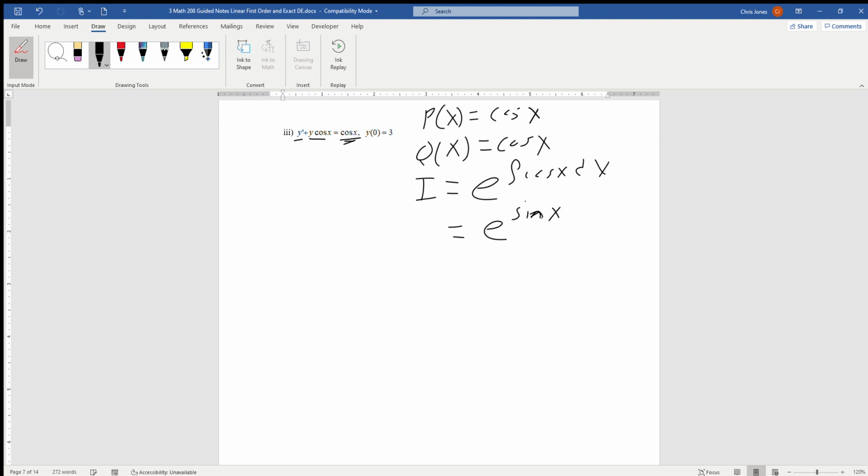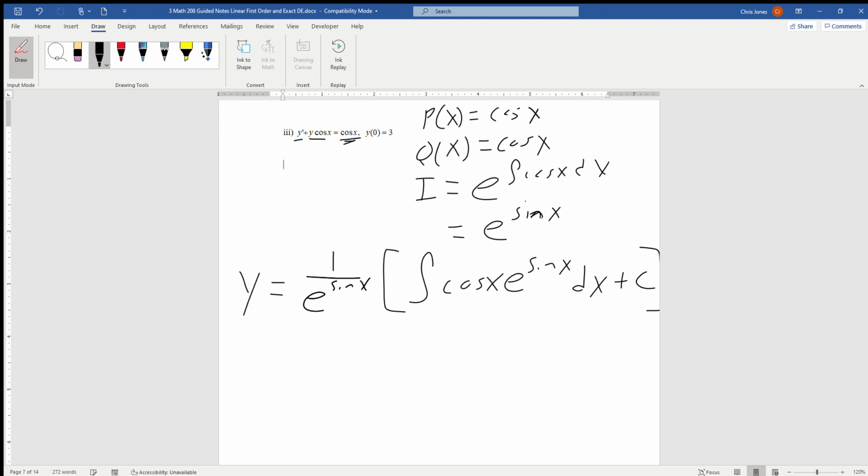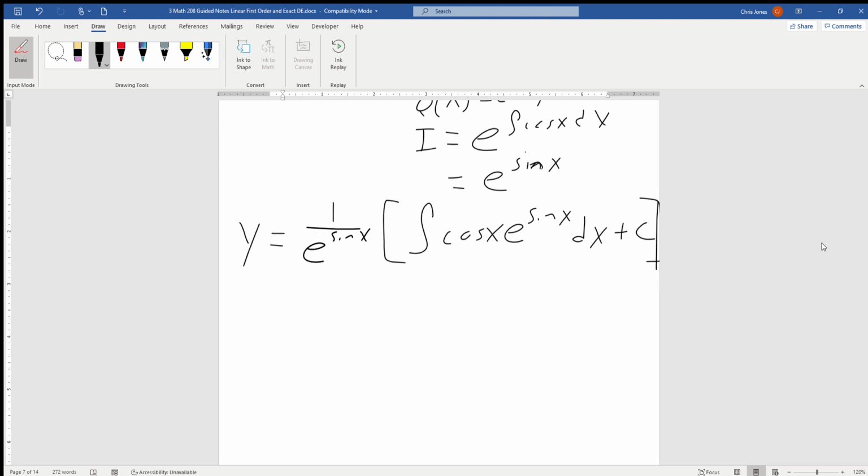All right, and initially, that might look like it's going to be a really nasty sort of function to work with. However, it's actually going to make the integration very nice for us. Our formula, y equals 1 over I, so that's 1 over e sine x, times the quantity of the integral of q of x, which is cos x, e to the sine x dx, plus c. Our goal now is to be able to evaluate the integral.